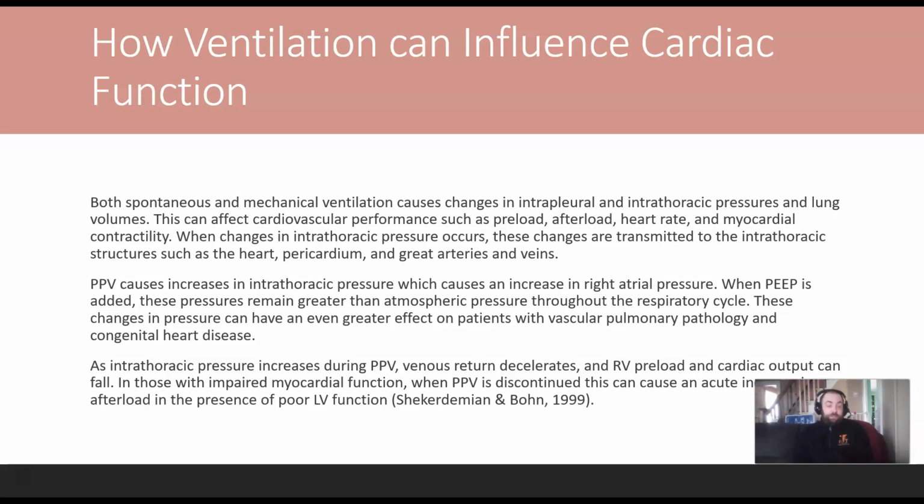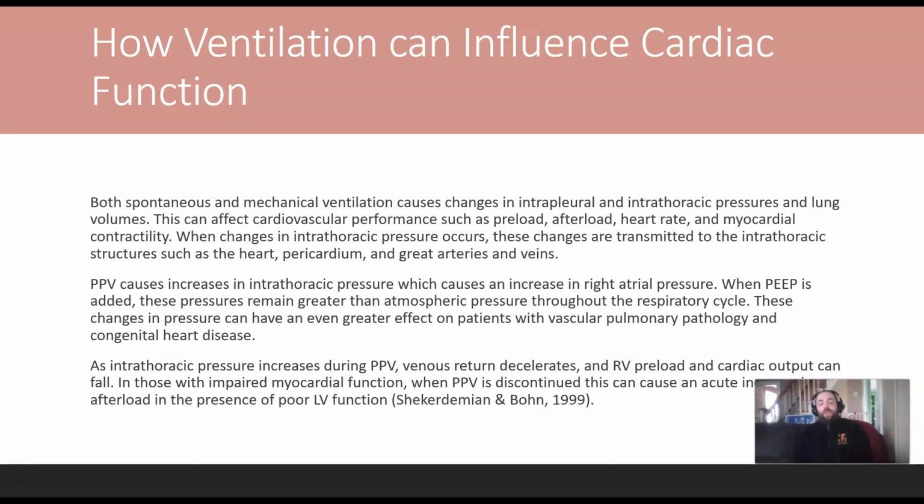So positive pressure ventilation causes an increase in intrathoracic pressure, which causes an increase in right atrial pressure. When you add PEEP to the mix, it increases the pressures above, and they remain greater than atmospheric pressure throughout the whole respiratory cycle. So these changes in pressure can have an even greater effect on patients with vascular pulmonary pathology and congenital heart disease. As intrathoracic pressure increases during positive pressure ventilation, venous return decelerates, and right ventricular preload and cardiac output can fall.